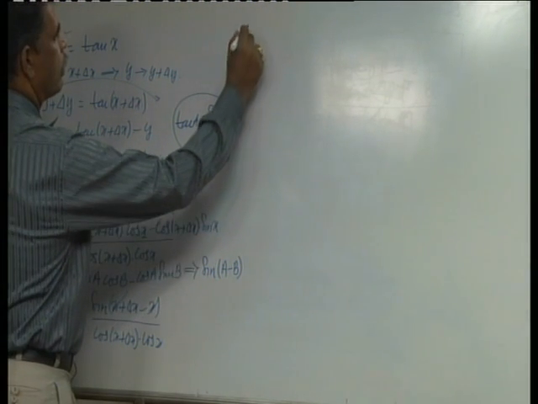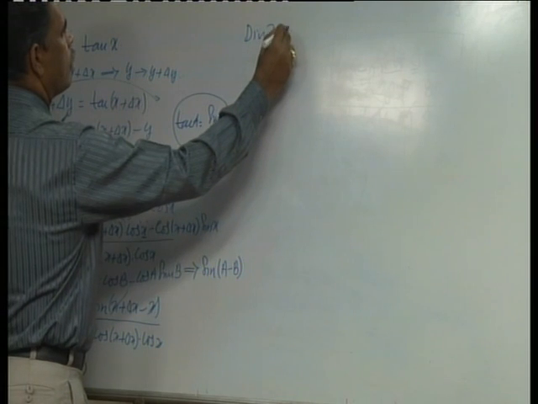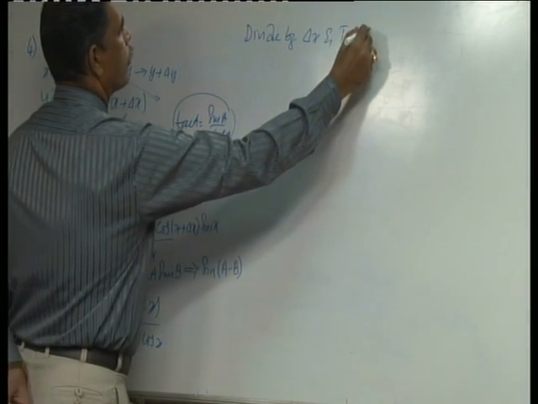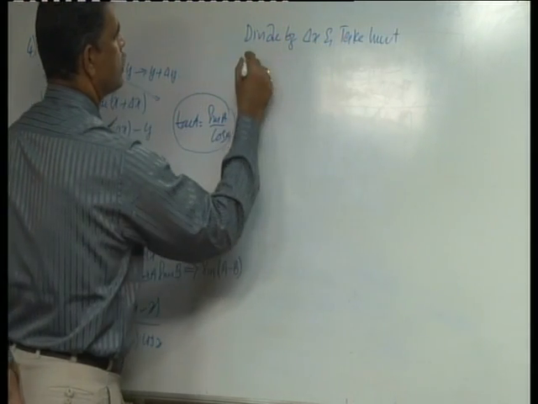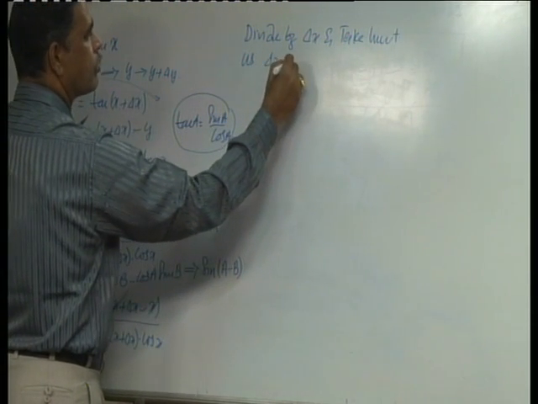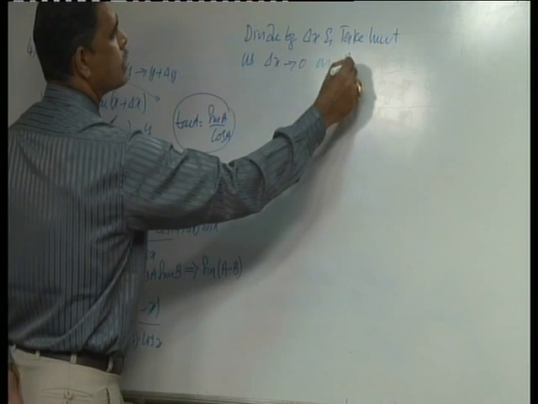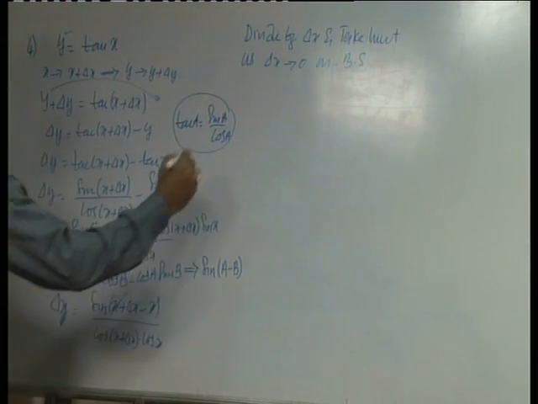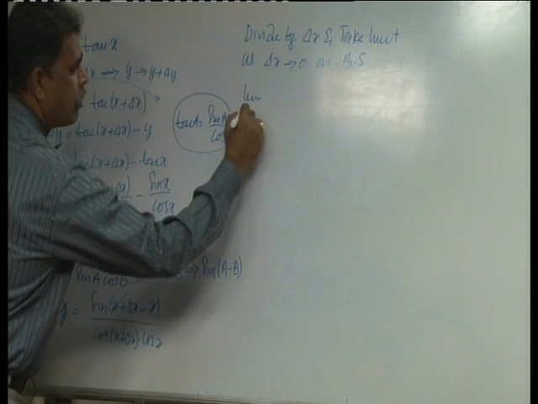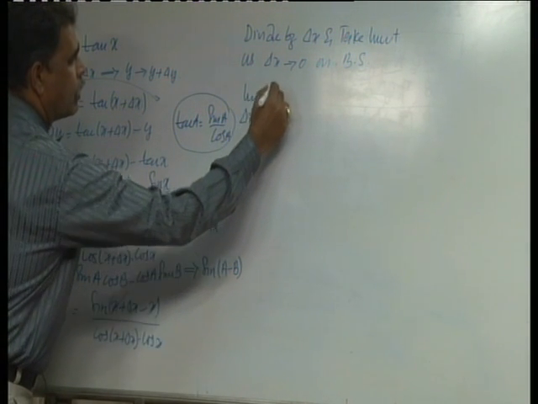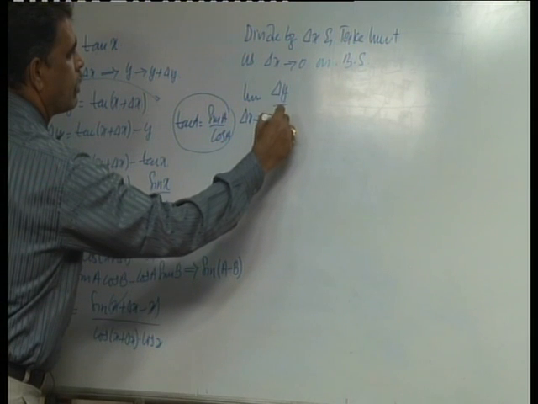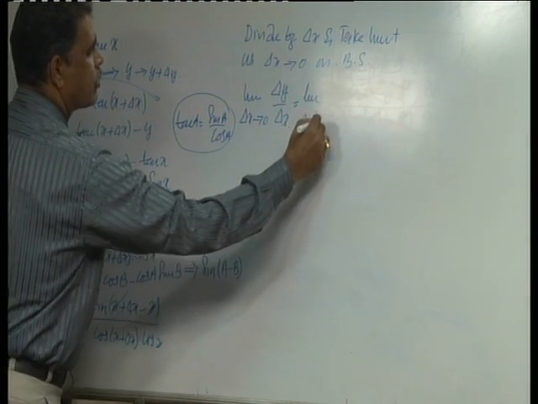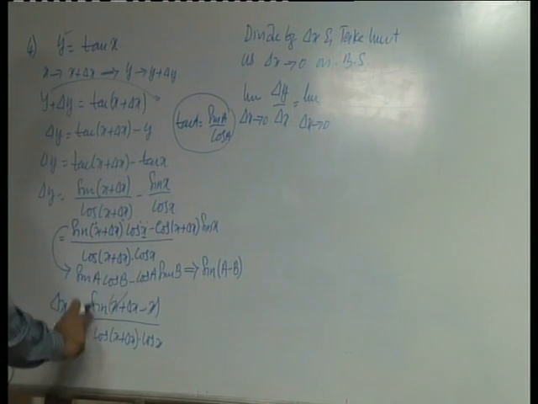Now you divide with delta x and you can take the limit as delta x tends to 0 on both sides. We can take simultaneously. The left hand side becomes what? Limit of delta x tends to 0, delta y divided by delta x, is equal to limit of delta x tends to 0. What is at the right side?